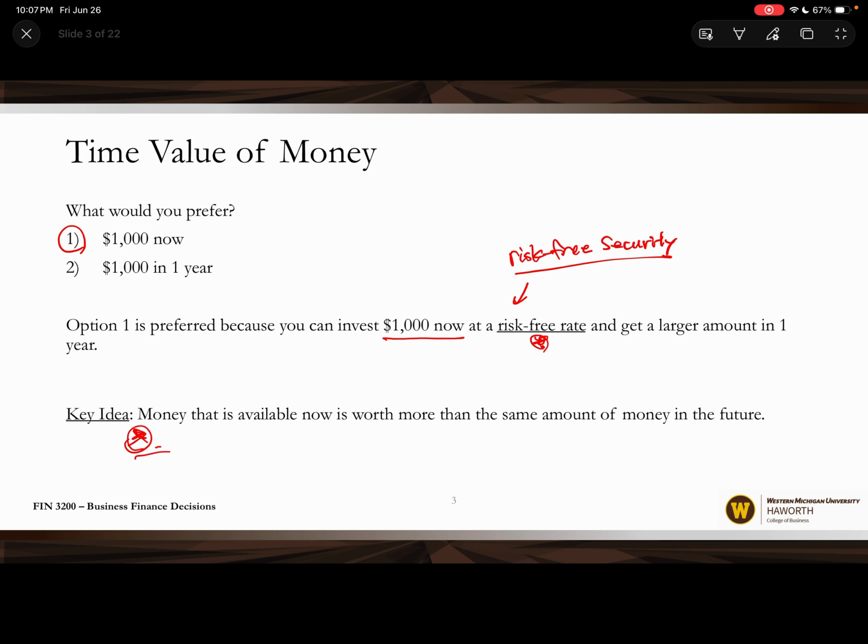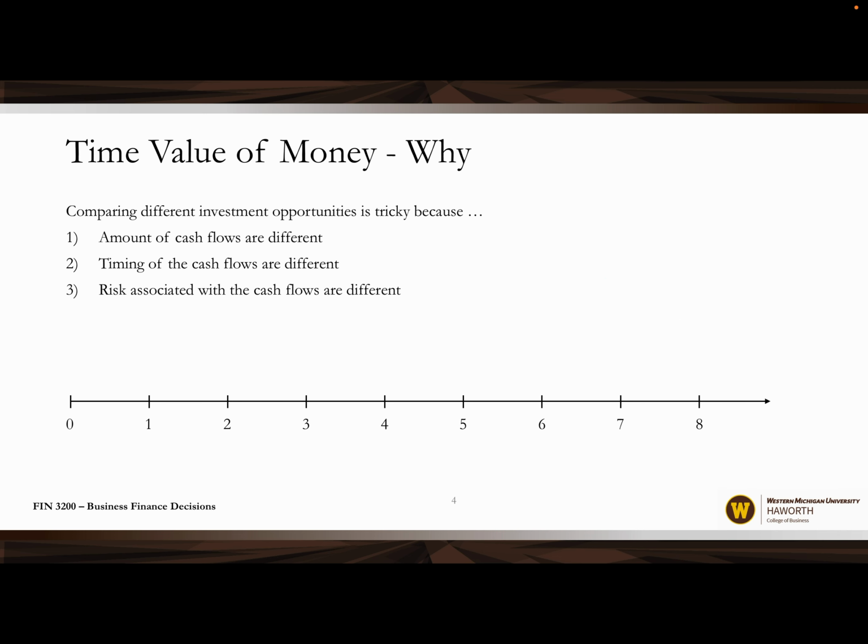So time value of money, as I briefly showed you earlier, we're going to use this for the rest of the course. Comparing different investment opportunities is tricky because the different securities come with different details. The amounts of cash flows are different, the timing of the cash flows are different, and the risk associated with the cash flows are different. Who's promising the payment? We talked about the U.S. government and the Iranian government in the previous lecture.